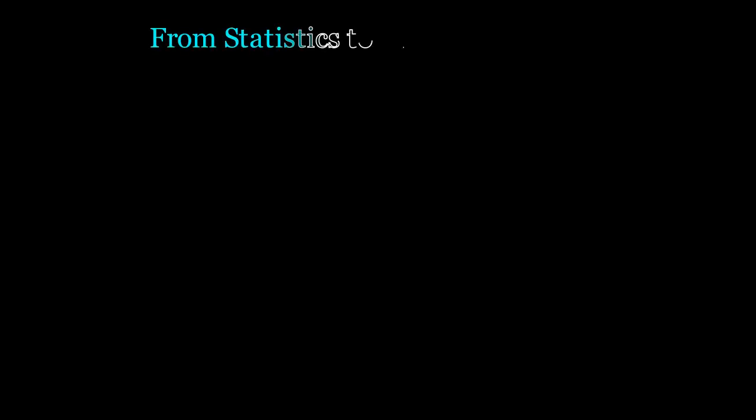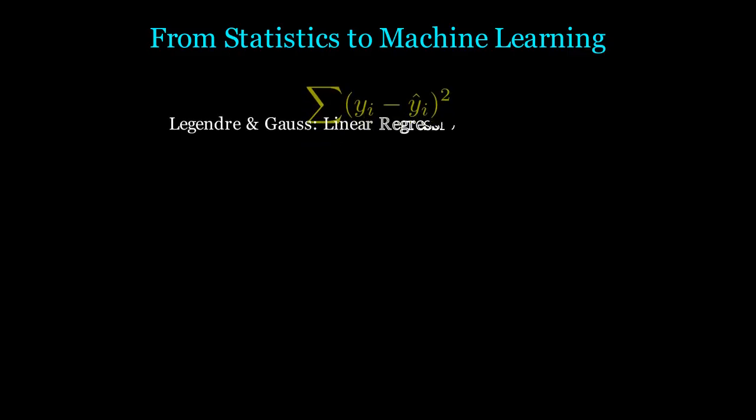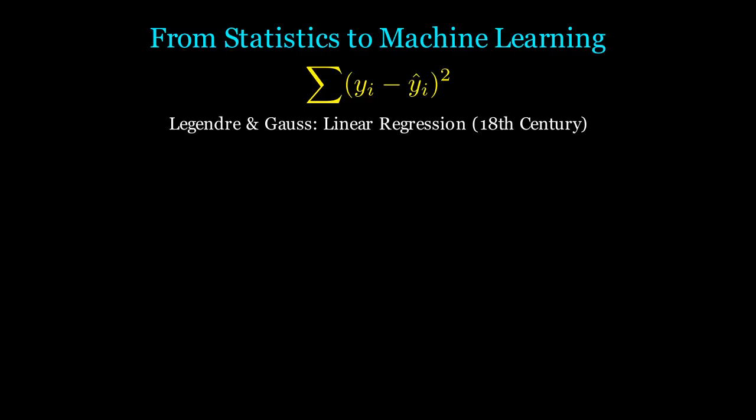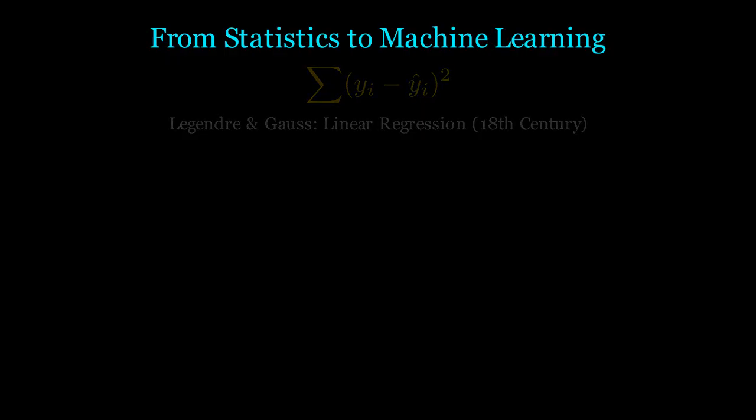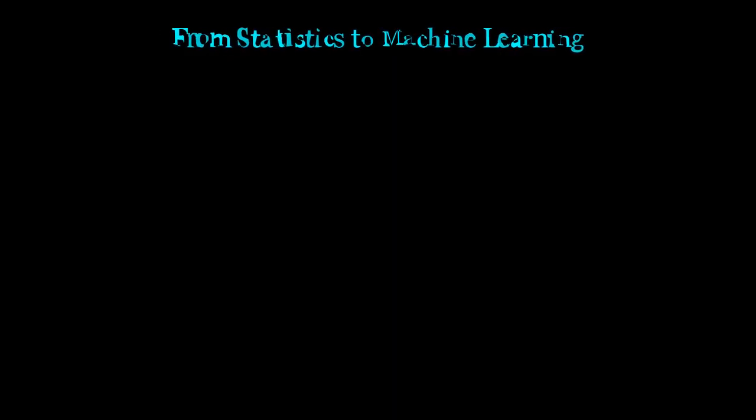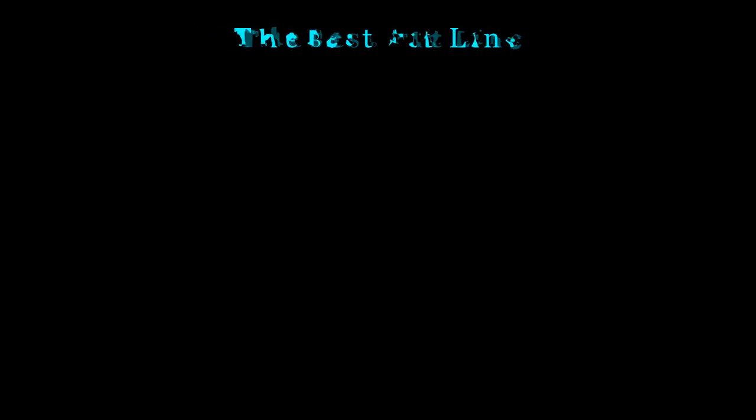Welcome to this masterclass on one of the most fundamental algorithms in modern computing, gradient descent. To understand how artificial intelligence learns, we must first travel back to the roots of statistics. Since the 18th century, mathematicians like Adrien-Marie Legendre and Carl Friedrich Gauss were obsessed with a problem: how to find the best fit line through a cloud of data points. This is what we now call linear regression.